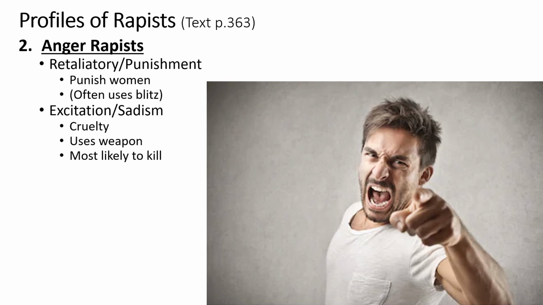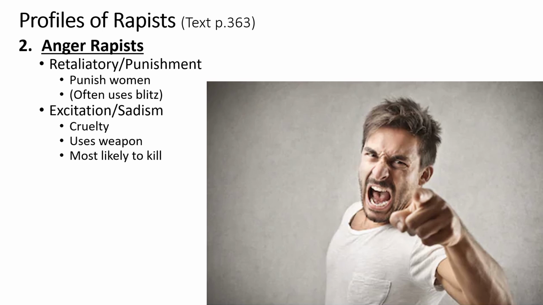Second category is anger rapists. 2 subcategories here. First, retaliatory or punishment rapists. They want to punish women based on anger they have towards women, often anger towards their own mother, sisters, former girlfriends, and they'll often use a blitz, rushing her, tying her up, using rope and duct tape, etc.